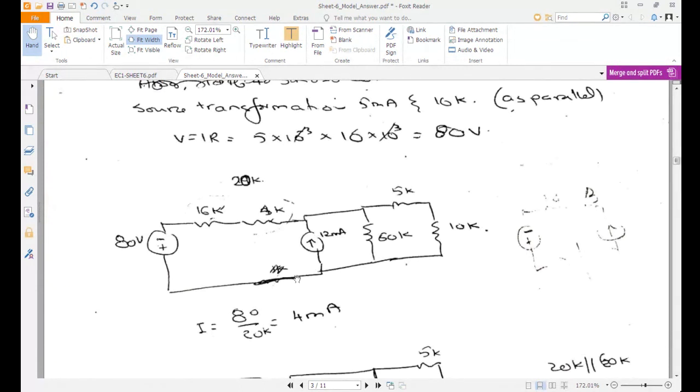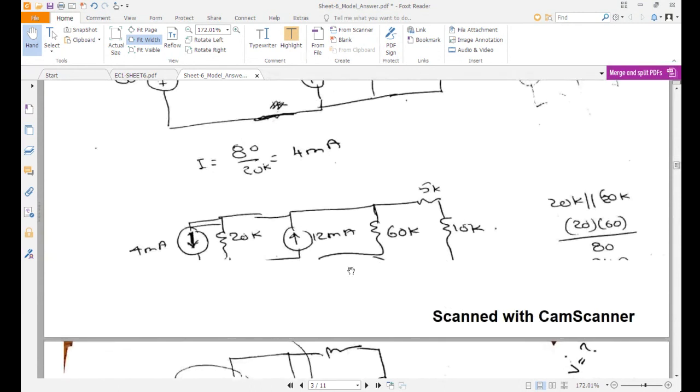And added and can be converted into a current source, like this. 80 divided by 20 kilo. It is 4 milliamps. Then you will get the circuit like this. 4 milli, 12 milli, but in opposite directions. These can be added. How? 12 milli minus 4 milli. Why? Because they are in opposite directions, and this is less, so we are taking minus. And these two are parallel.